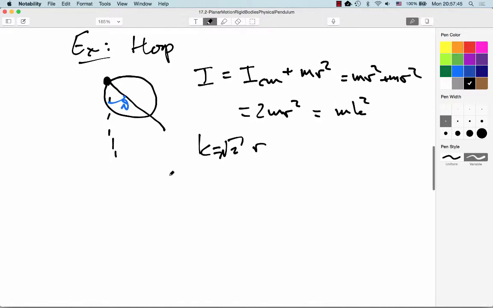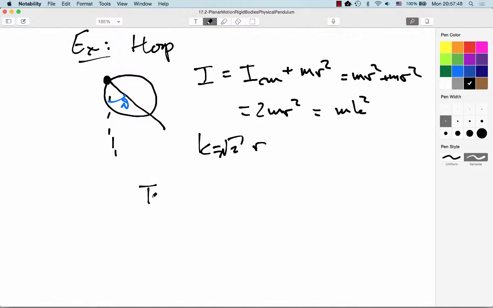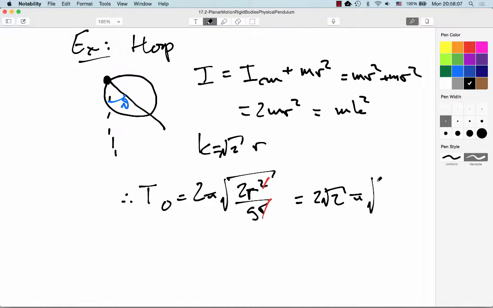Anyway, we can go ahead and put that in to get the period. That's equal to 2 pi, and then our k squared is just 2r squared over g r. And we can cancel. And so we are left with the period being 2 root 2 pi root r over g. So the period winds up being root 2 longer than it would for the corresponding simple pendulum.